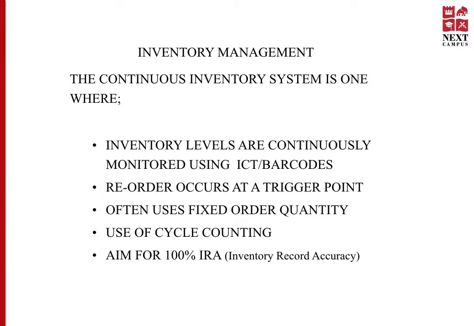In a continuous inventory system, inventory levels are continuously monitored using technology. Reorder occurs at a trigger point. It often uses fixed order quantity. It uses cycle counting. It always aims for 100% inventory record accuracy. The continuous inventory system is used for items that have a very high predictability of demand and that are fast moving.